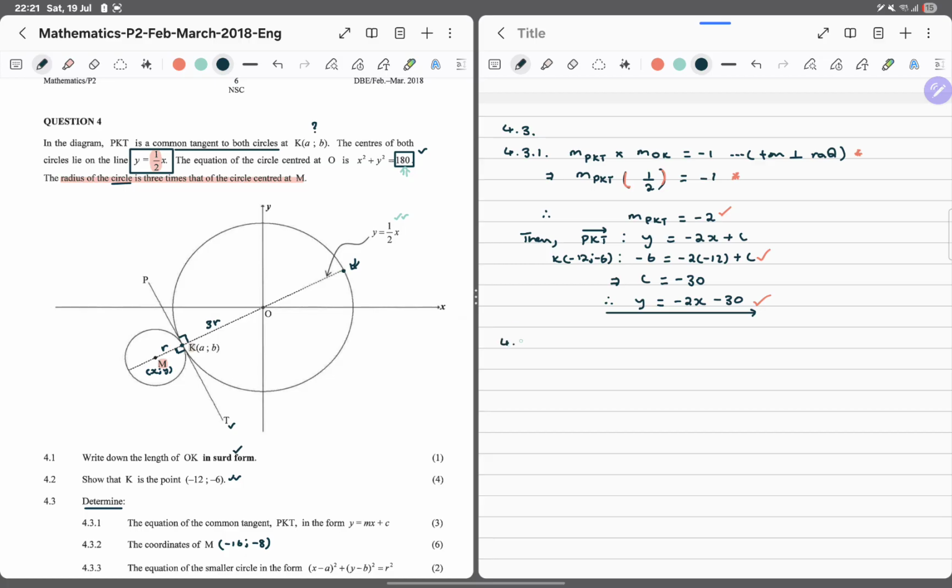Okay, so we have 4.3.2. Now 4.3.2 says we need to show the coordinates of M. In fact, we need to determine the coordinates of M. We got this secret from skimming and scanning the questions. Sometimes doing that is not only beneficial when you don't have enough pieces of information for what you see on the diagram, but sometimes doing so, as you can see, can uncover some answers for us so that as we work through the problem, we can actually see what is going on.